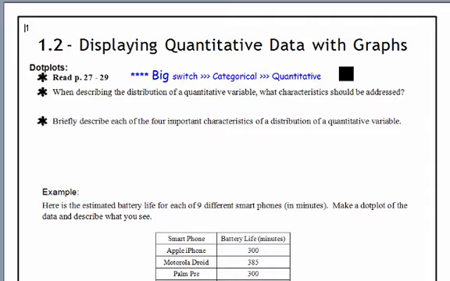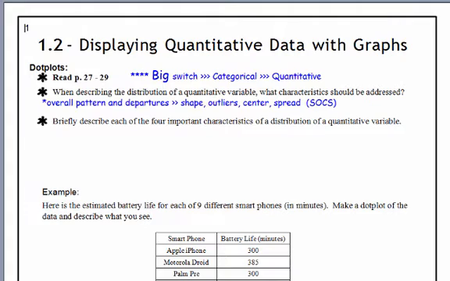Look for the general pattern and striking departures from that pattern. Describe the pattern by its shape, center, and spread. An important kind of departure is an outlier, and that's an individual that falls outside the overall pattern. So when describing the distribution of quantitative variables, what characteristics should be addressed? The overall pattern and departures: shape, outliers, center, and spread, the SOCS.